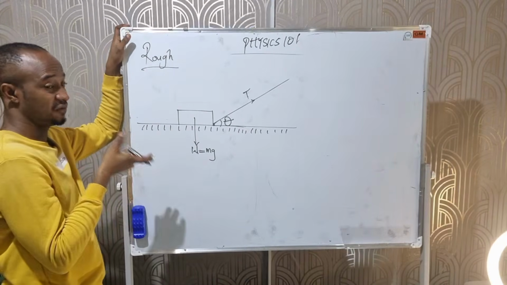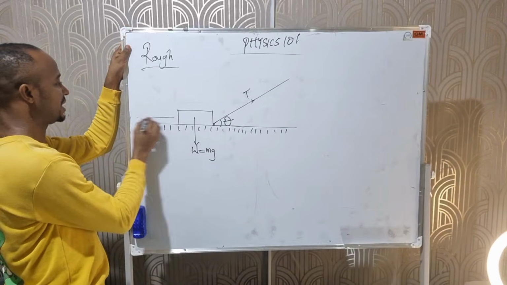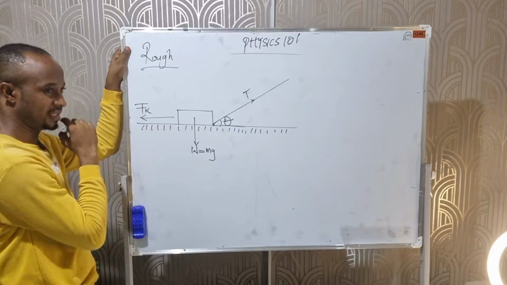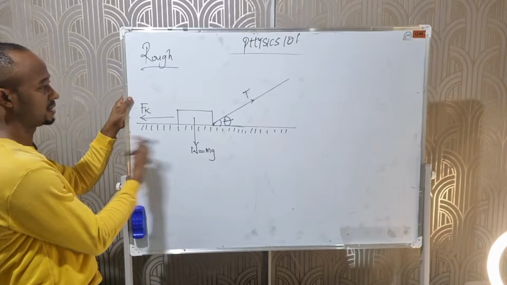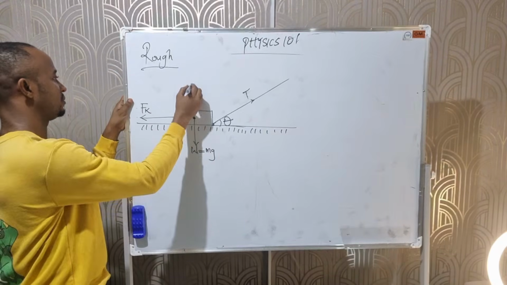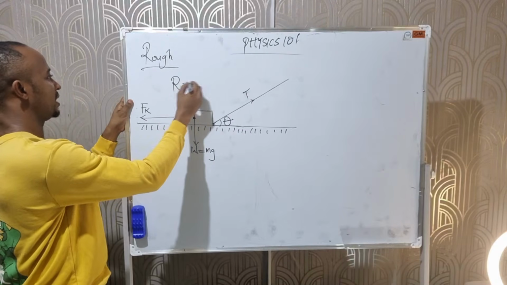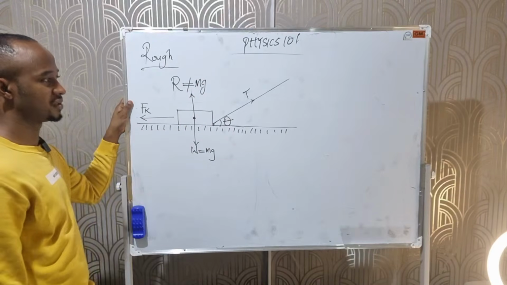That means there must be frictional force present, right? This frictional force will definitely be acting this way. It will act in the opposite direction. Don't forget. But in this case, there's a force that acts upward, which is called the normal reaction. But normal reaction here is not equals to what? Mg. It's not equals to mg.